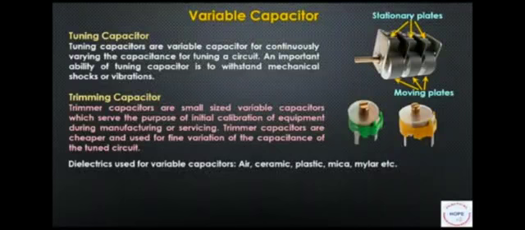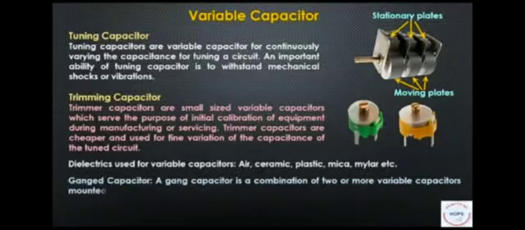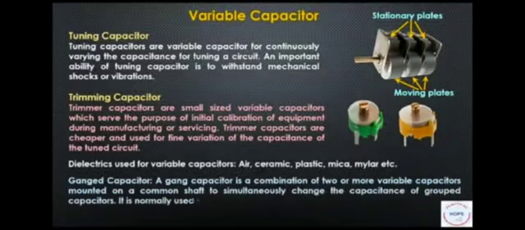Now the final terminology is that of the ganged capacitor. A gang capacitor is a combination of two or more variable capacitors mounted on a common shaft to continuously change the capacitance of grouped capacitors. It is normally used with short wave radio equipment.